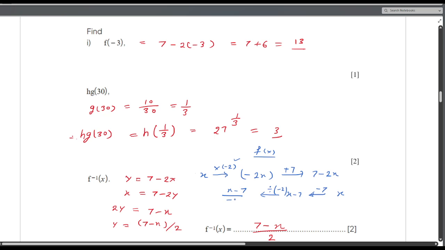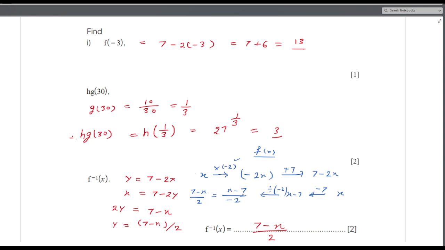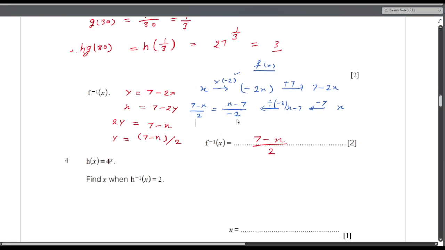divided by minus 2. As we are dividing by minus 2, this can be written as 7 minus x divided by 2. If I divide the numerator by a negative number, the sign will change. Plus 7 will become minus 7, and minus 7 will become plus 7, and plus x will become minus x. So it is 7 minus x divided by 2. Any of the two methods you can follow.